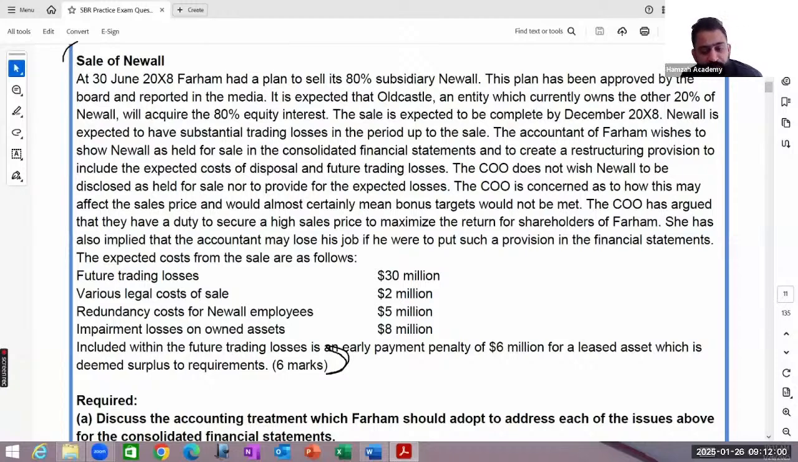Issue number two is about the recognition of provisions, particularly the restructuring provision. A restructuring provision should be recognized when the plan has been approved by the board, which has been done before the year end, and that plan has been communicated to the affected employees. It is also communicated because it is reported in the media. So the restructuring provision criteria are also fulfilled, and a restructuring provision should be recognized.